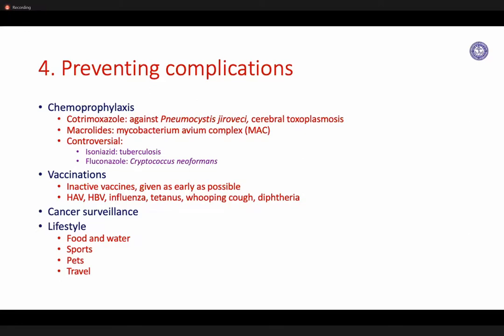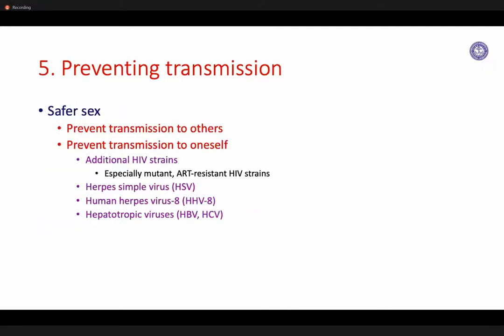So they must be given lots of lifestyle advice so that they don't get complications. And finally, preventing transmission. They must be taught about having safe sex, or rather safer sex, to prevent transmission to others, and also not to get infected with other viruses oneself, because there are various HIV strains, and even they can get a new HIV strain infection from another person, especially a mutant or retroviral drug resistant strain. So they must prevent transmission for the sake of others as well as oneself.